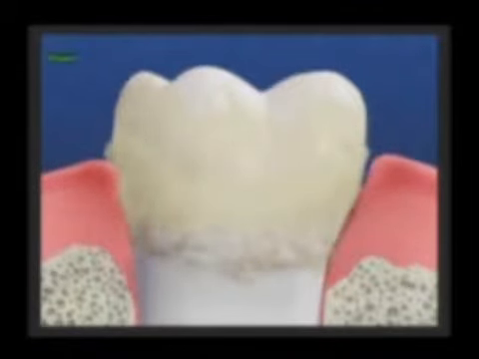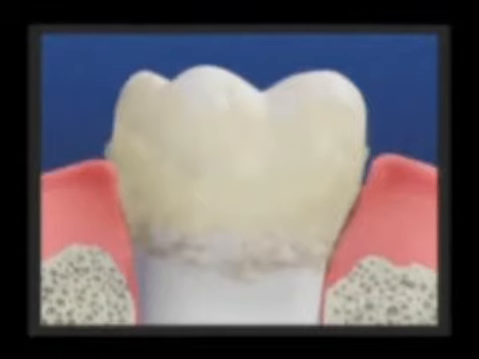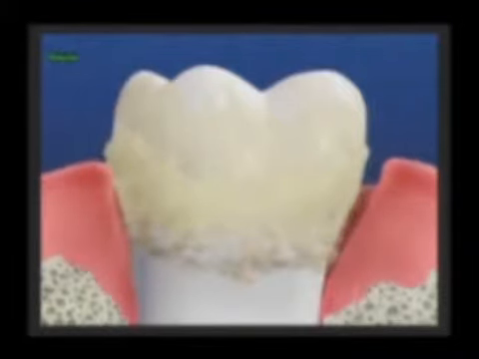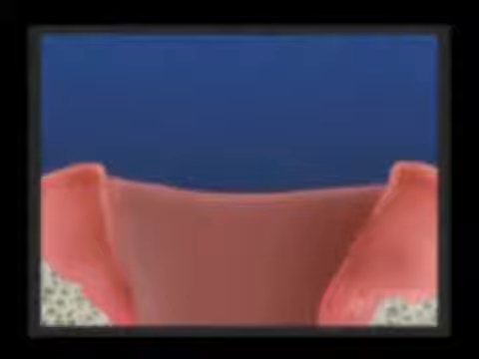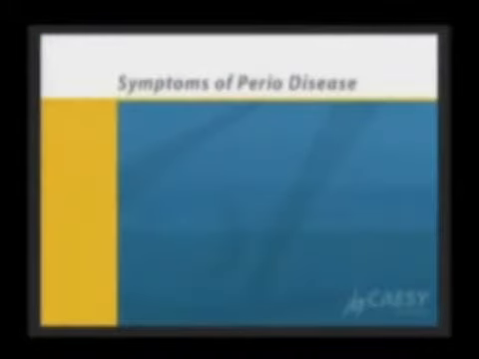Now, if that plaque stays on the tooth, it starts infecting the gum, and that bacteria produces toxins. In combination with your body's reaction, it starts to dissolve the bone and the gum surrounding the tooth. That's the number 1 reason why people lose their teeth. And it becomes a problem.